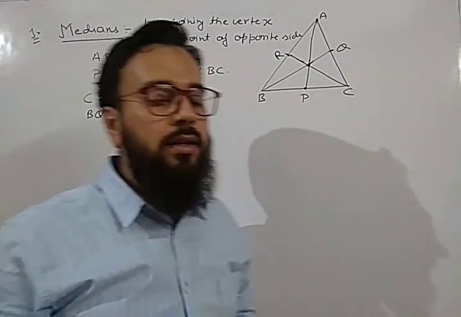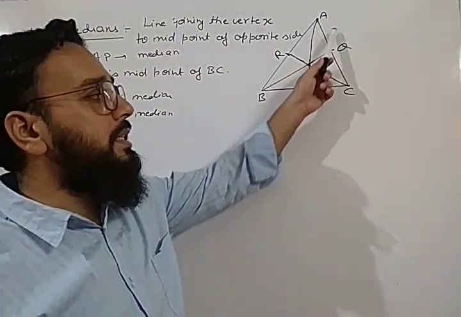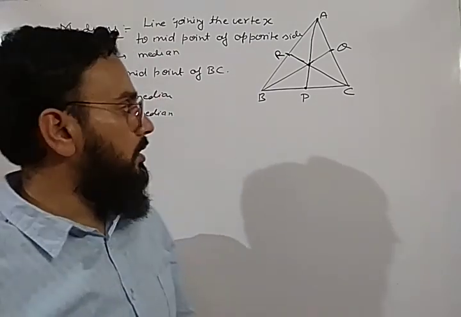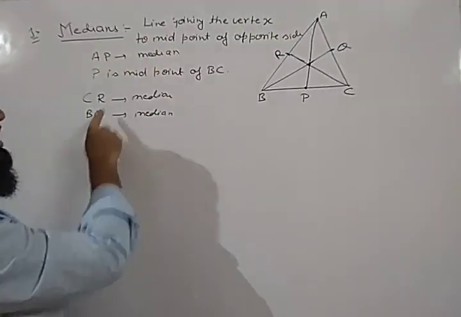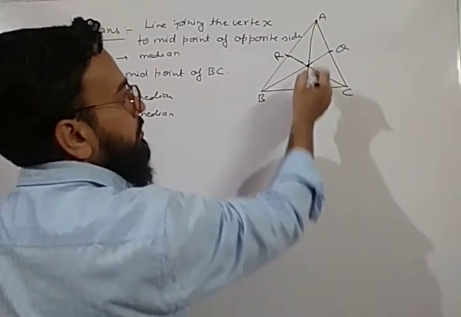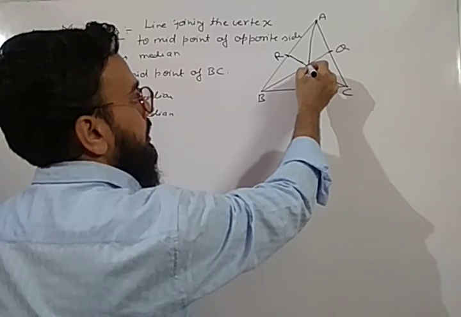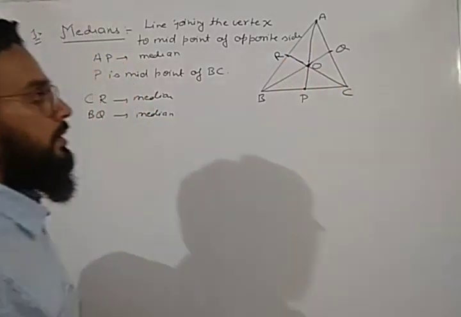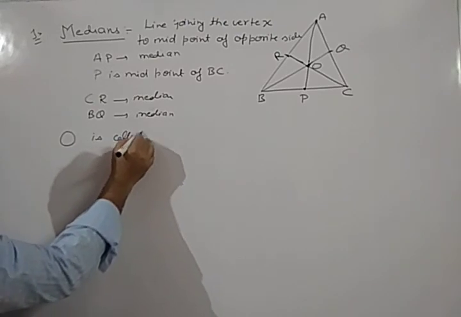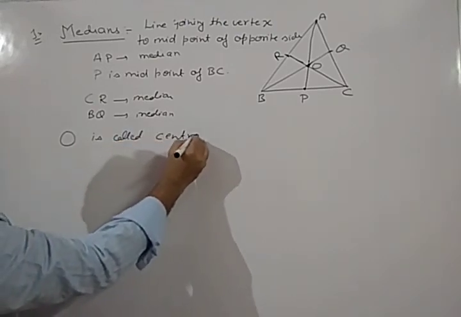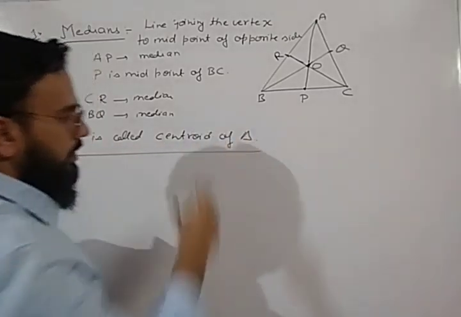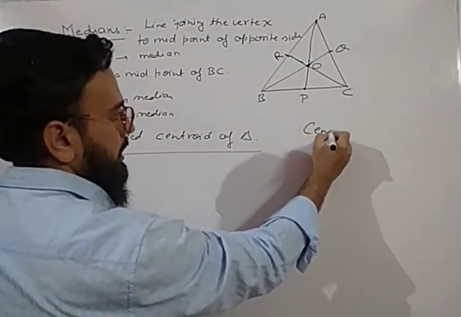So what is a median? The line joining the vertex to the midpoint of the opposite side is called median. So there are three medians, AP, CR and BQ. Now, all the medians will intersect at a single point. This is point O. So this O is called the centroid of the triangle.